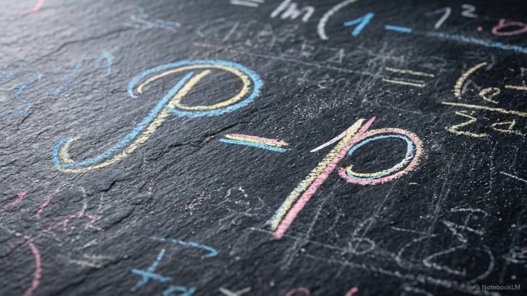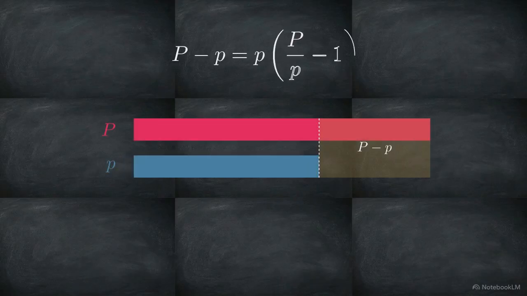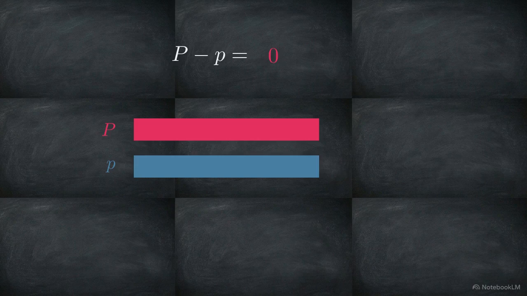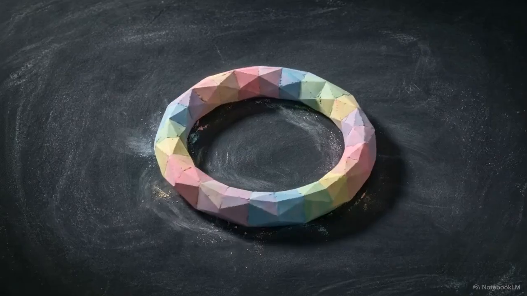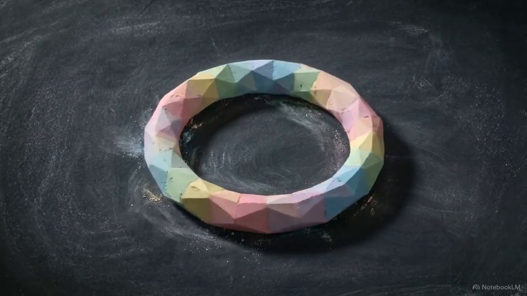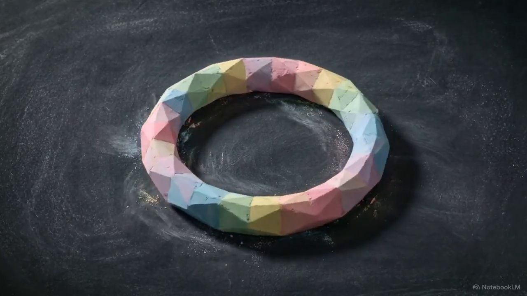This allows us to calculate the absolute difference between the outer and inner perimeters. By factoring out the inner perimeter P, the difference is expressed as P multiplied by the quantity of the ratio minus 1. Since the ratio limits to 1, the value inside the parentheses becomes 0. This causes the entire difference between the perimeters to collapse. The mathematical difference between the perimeters reaches 0, and the discrete polygons converge into the continuous curve of the circle.